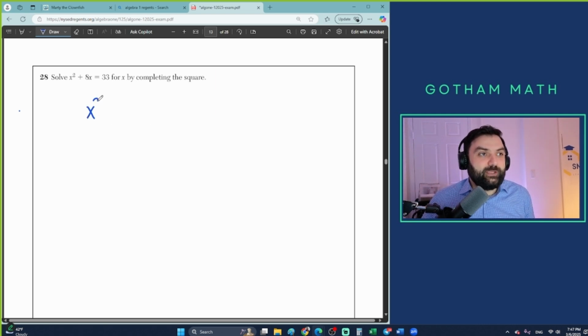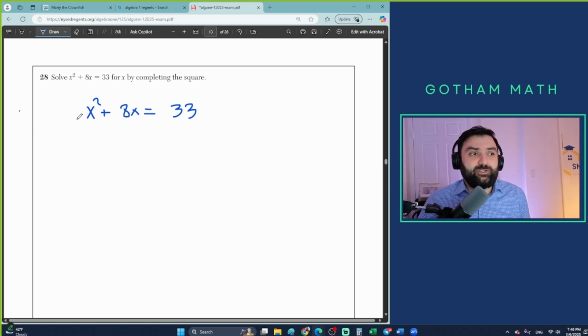So x squared plus 8x. Step 1 is to put the constant value, the one that has no x, on the right side. Guys, if you don't know how to do the completing the square method, please write it down as I do it. It's really important for the Regents. So that was step 1: make sure the constant number, the regular number with no x, is on the right side.